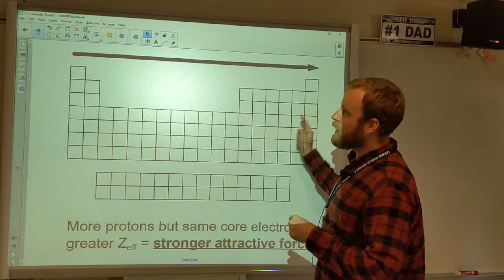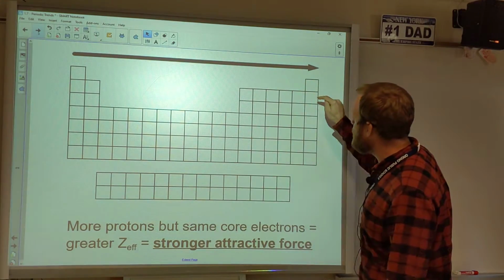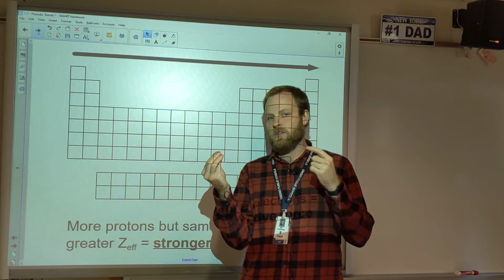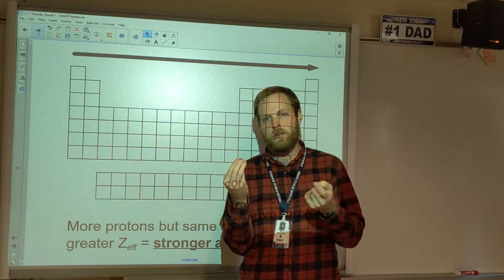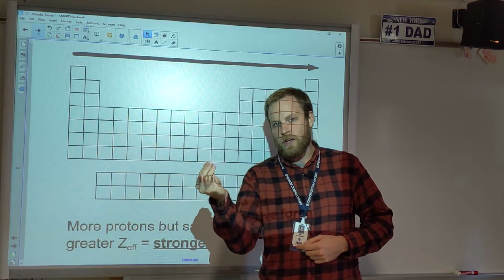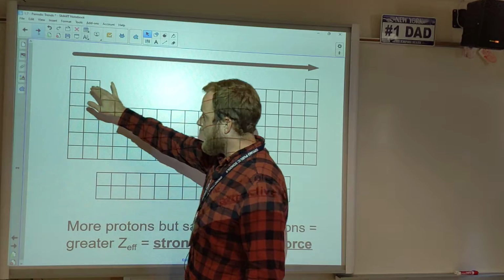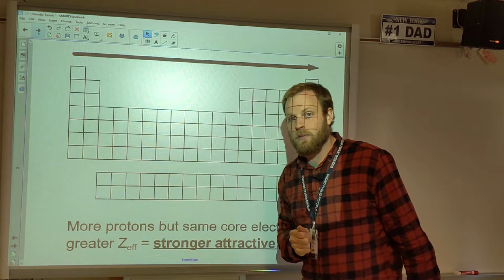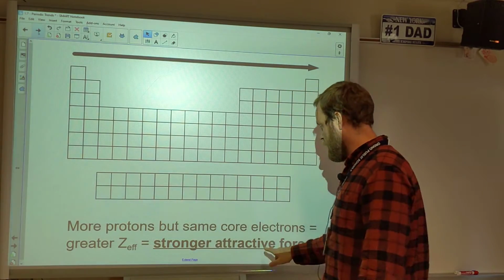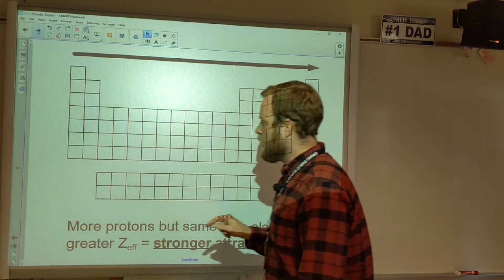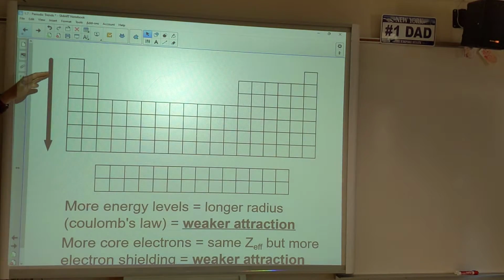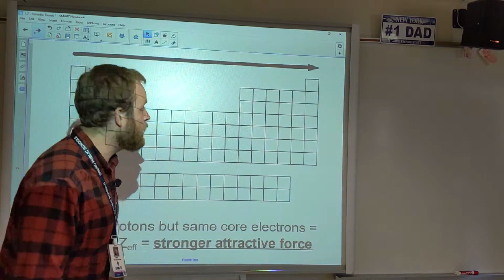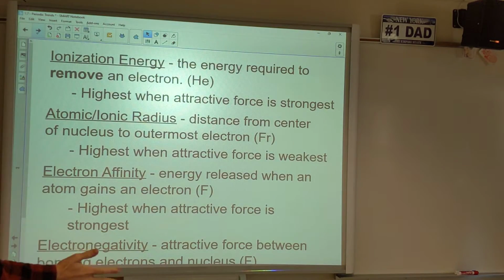If I'm talking about, what element is that? Neon? If I'm talking about neon over there, its 1 valence electron doesn't interact with those other 7 valence electrons. Those other 7 valence electrons don't get in the way of that 1 electron that we're talking about. So as I go this way, the only thing changing is my nucleus is getting more positive. So that's going to increase the attraction as you go right on the periodic table. As you go down the periodic table, the attraction gets weaker, and as you go right on the periodic table, the attraction gets stronger. We can then use that to explain all of these.